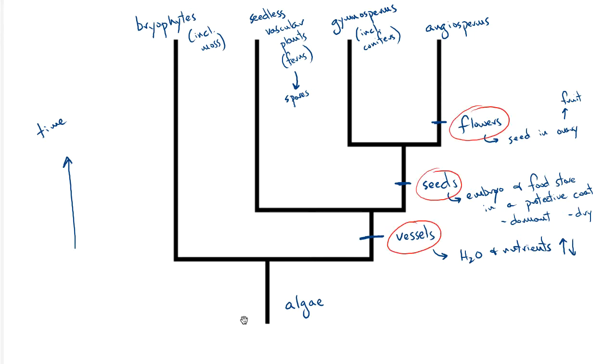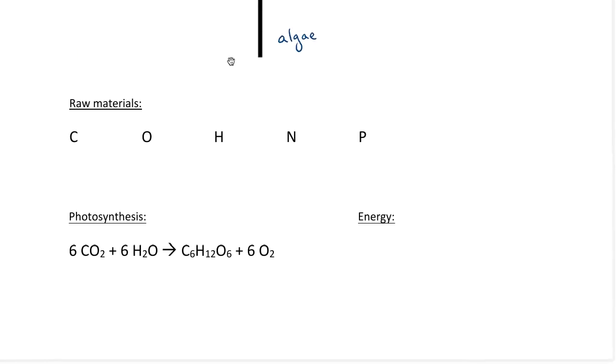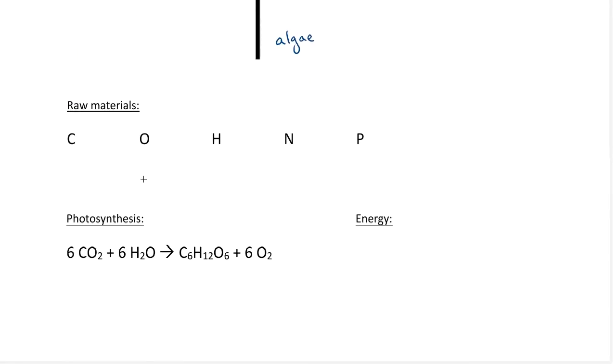Next, let's look at what plants need in order to survive. Plants need raw materials and energy. Now, the key difference between plants and animals is that plants are autotrophs. They can create their own food using inorganic materials and the energy from light. And so plants, unlike animals, don't have to eat other plants or animals to get their nutrition.